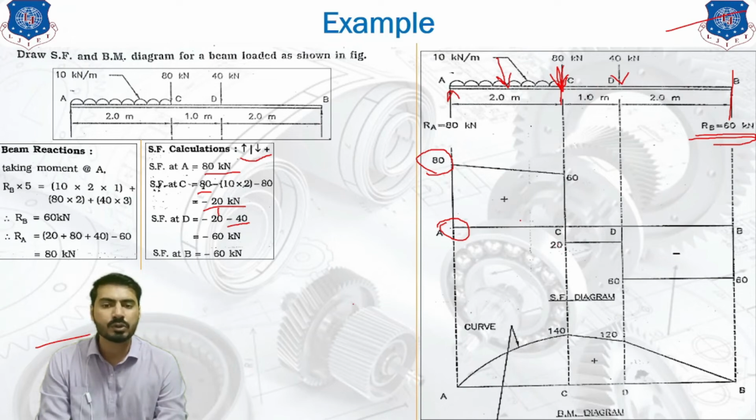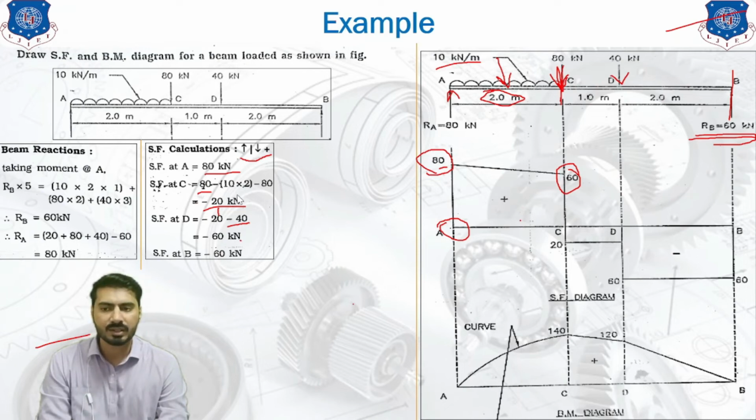But what we are going to do? We are going to subtract the value of UDL first. So what is the value of UDL? UDL is nothing but 10 into 2. What is the value of 10 into 2? That is 20. If you subtract it from the 80 kilonewton, you will get the answer as 60. Now this 60 is positive. That is why we have represented it above the reference line.